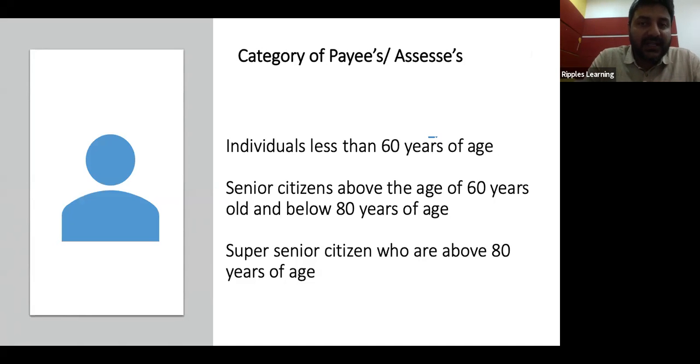So in that case, we have to have an understanding of what the tax structure is for individuals. There are three broad structures under which tax is divided. One is individuals less than 60 years of age. The second one is senior citizens, who are 60 to 80 years of age. And then you have super senior citizens, who are over 80 years of age.